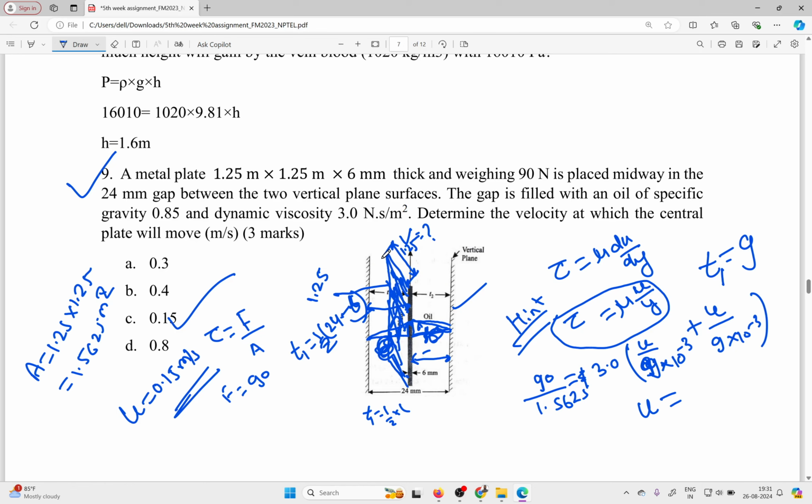You can expect such kind of question in the examination. So now we'll move ahead.